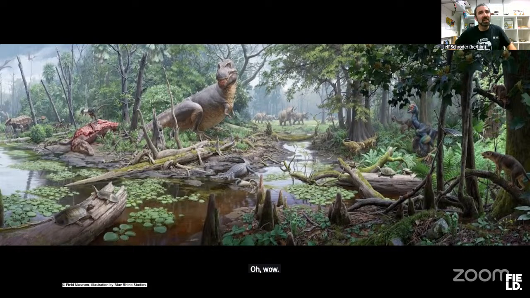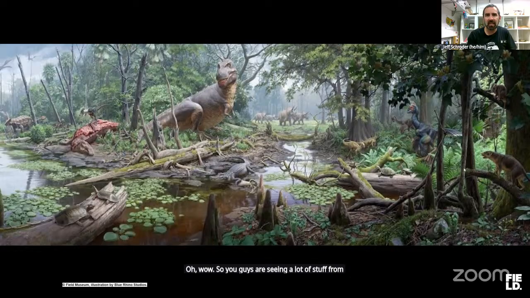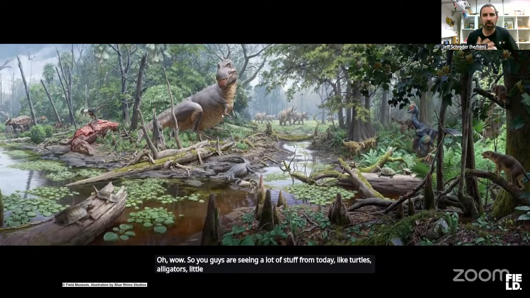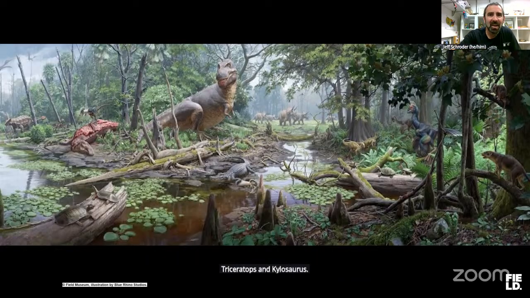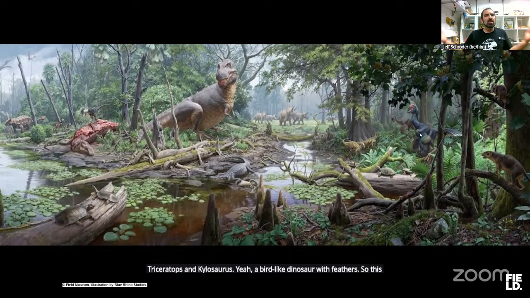So you guys are seeing a lot of stuff from today, like turtles, alligators, little mammals, almost like a monkey or a lemur, right? But we're seeing dinos too. Triceratops, Ankylosaurus. Yeah, a bird-like dinosaur with feathers. So this is Sue's world. Sue lived with things we'd know from today and things that are long since extinct.